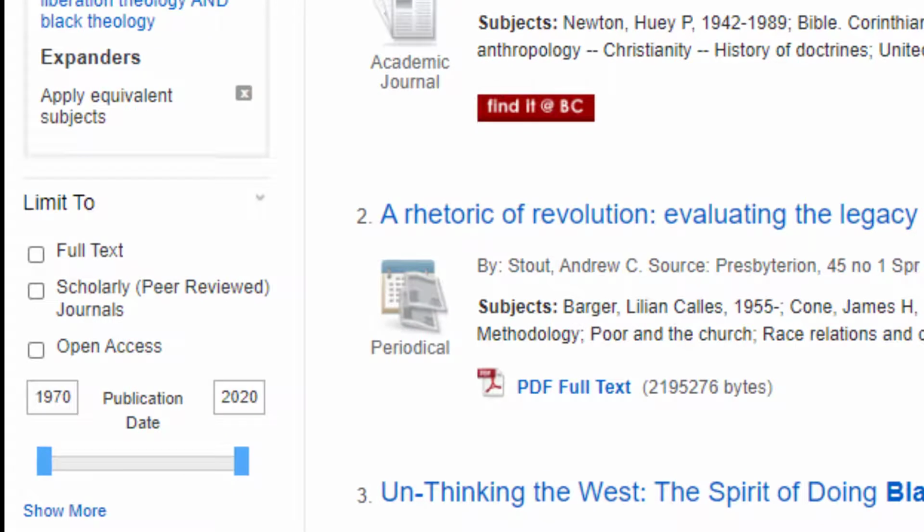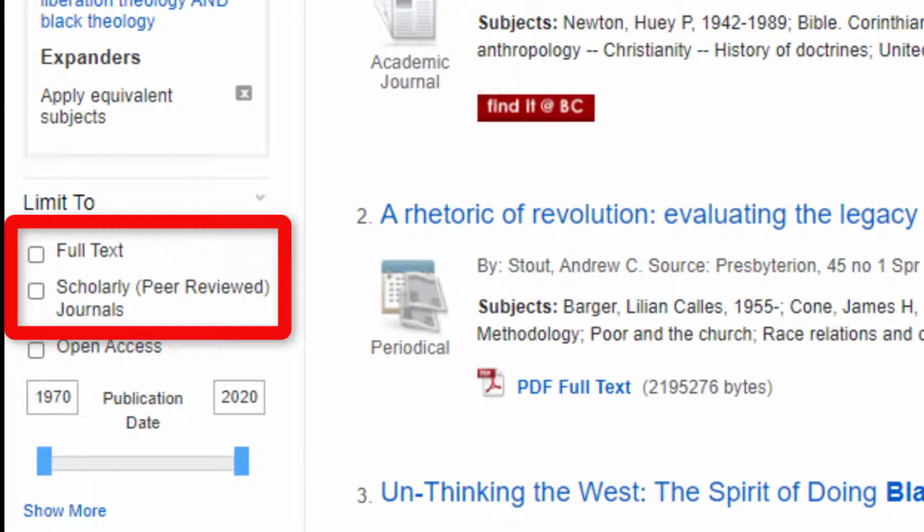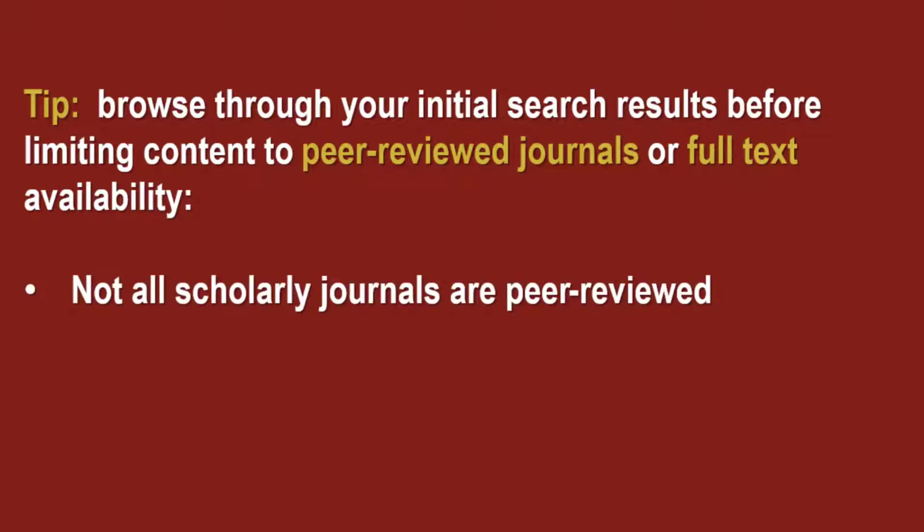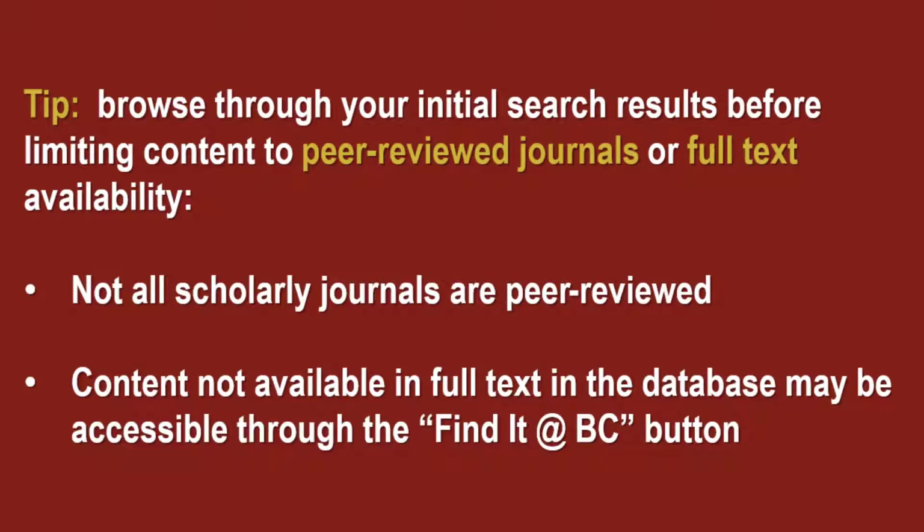Note that a number of databases allow you to limit your search to content within journals that are peer-reviewed or that are available in full text. These can be helpful ways to narrow your searches, but it is often better to apply them after you browse through your search results initially to make sure you do not lose items that are pertinent to your topic. Some content that is scholarly is not always peer-reviewed, and though content may not be available in full text in the database, it can often be accessed through the Find It at BC button.